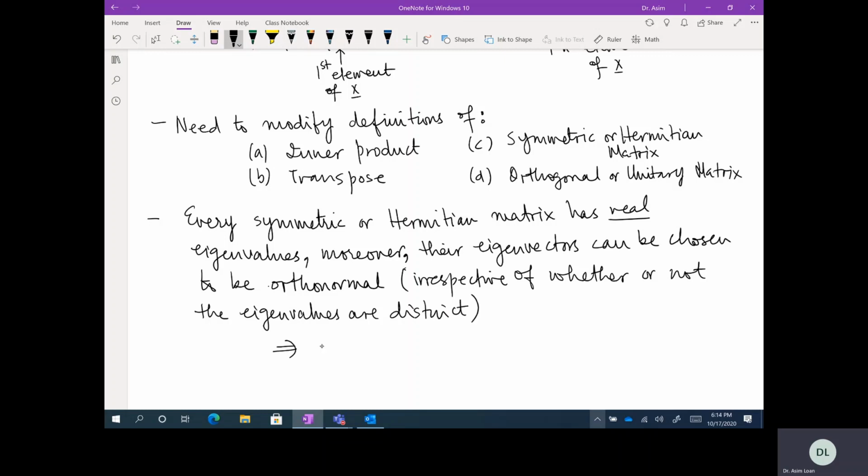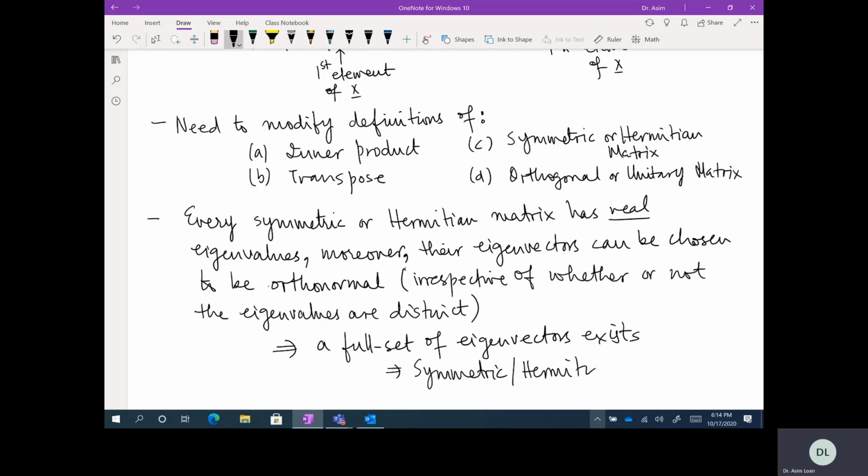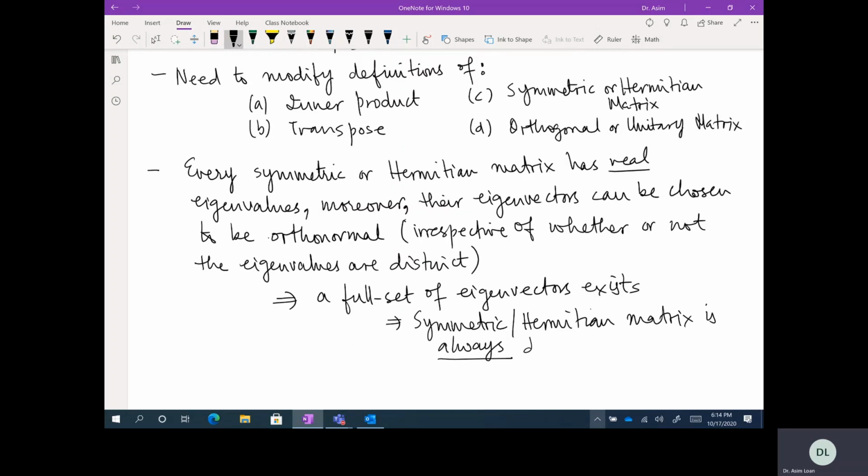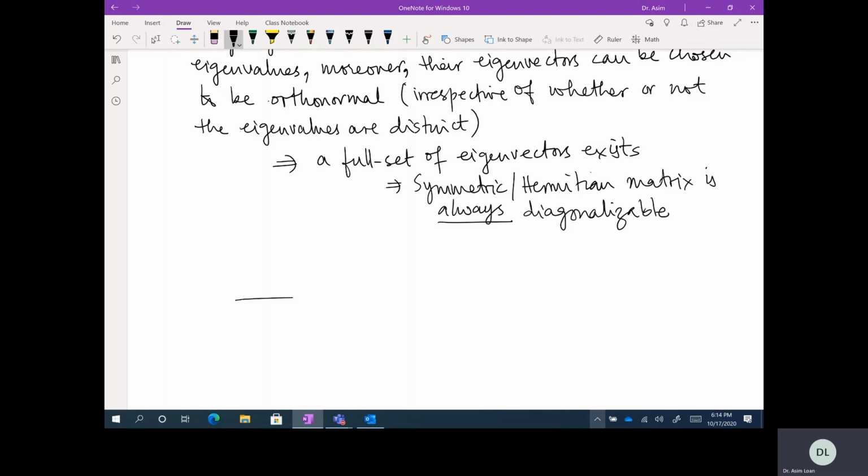This implies a full set of eigenvectors exists, which implies that a symmetric or Hermitian matrix is always diagonalizable. It's always diagonalizable.